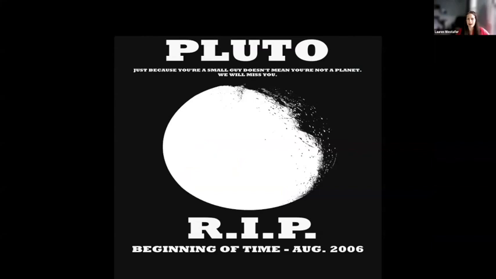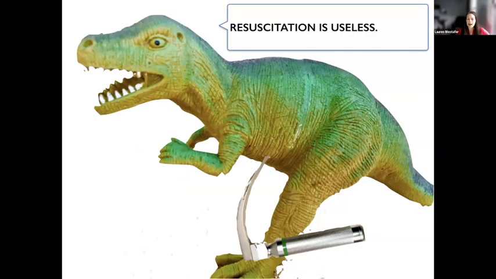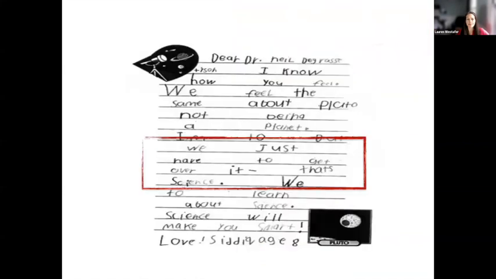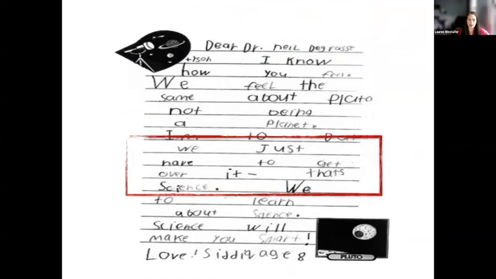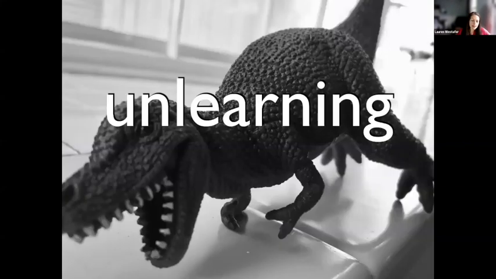And people get depressed and sort of nihilistic. Resuscitation is useless. Nothing is going to work. Why do these things at all? And then sometimes people can get over it. That's the acceptance phase. For example, this letter says, we just have to get over it. That's science. We have to learn. And that's where unlearning comes into play.